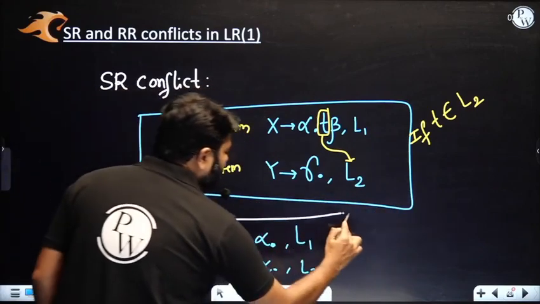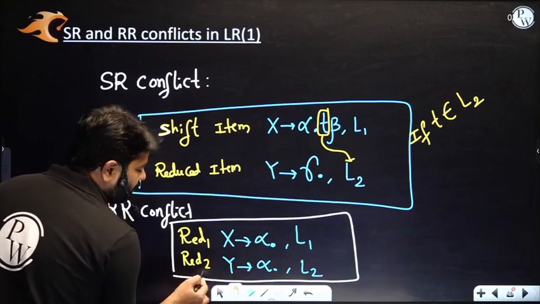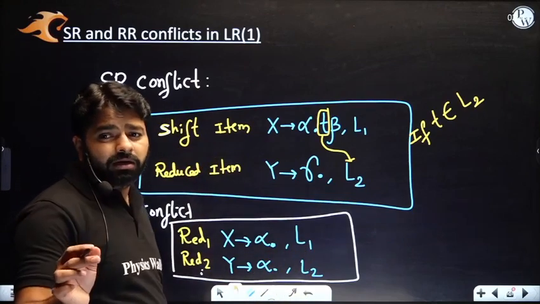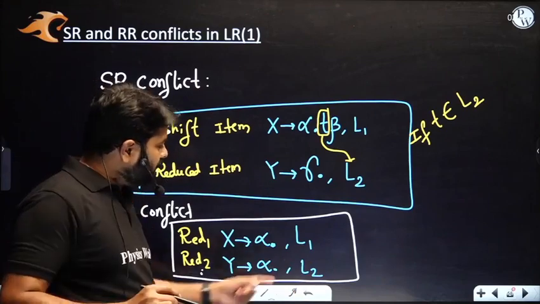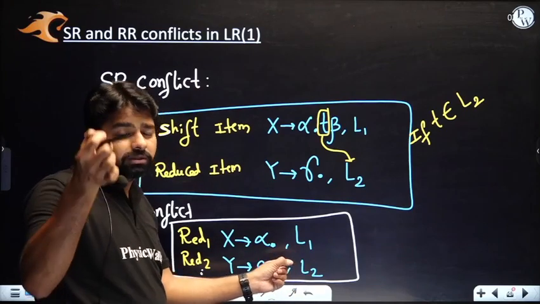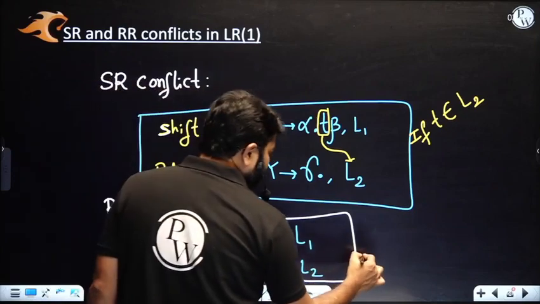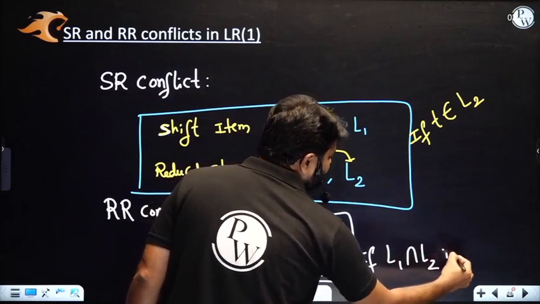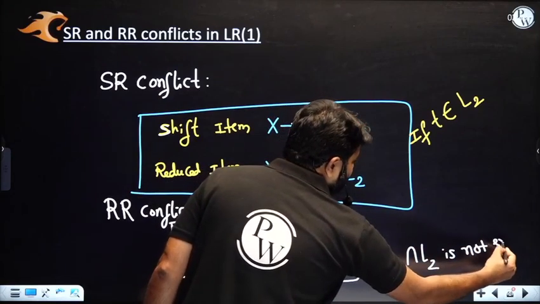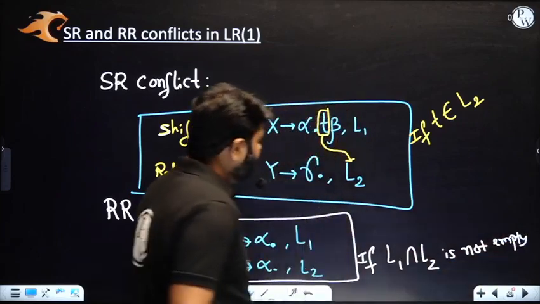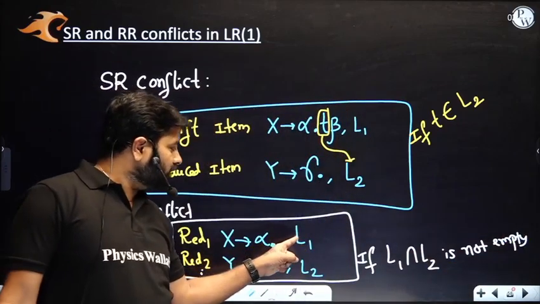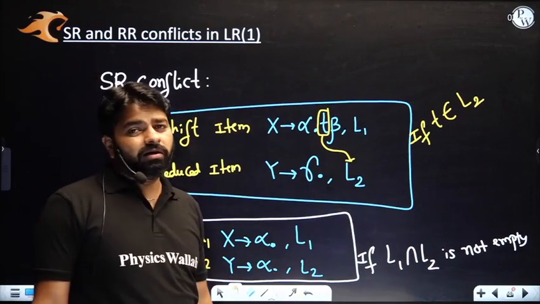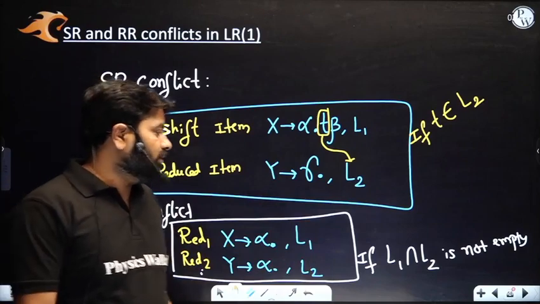So now these two are present in the same state, the remaining may or may not be present. This L1 and L2 are having common terminals. Then we have a conflict. What is that? If L1 intersection L2 is non-empty, then definitely there is a terminal present commonly to these two items. These are the conflicts for CLR1 as well as LALR1.